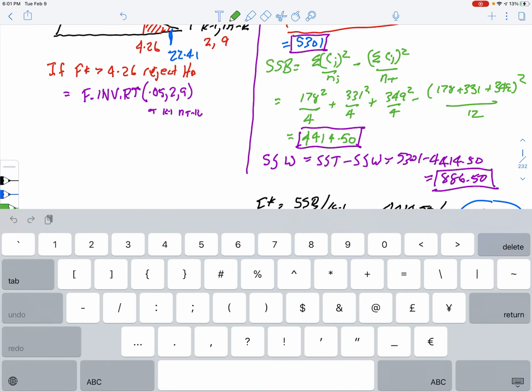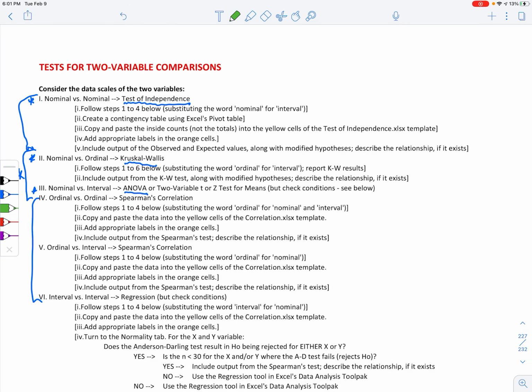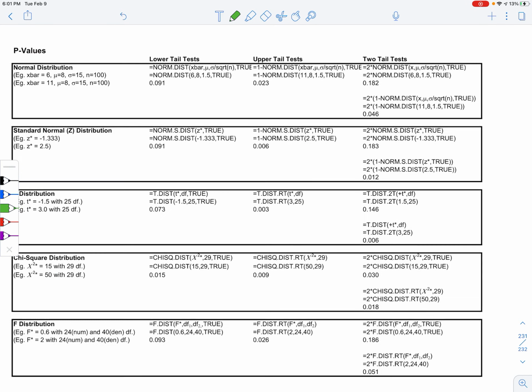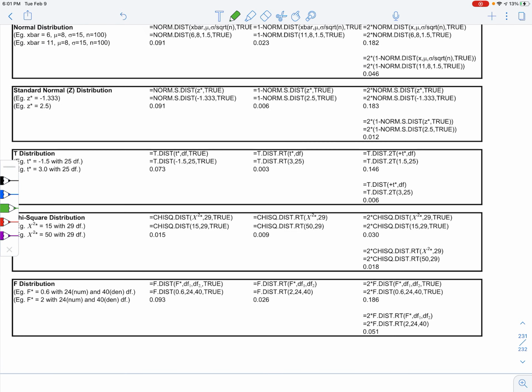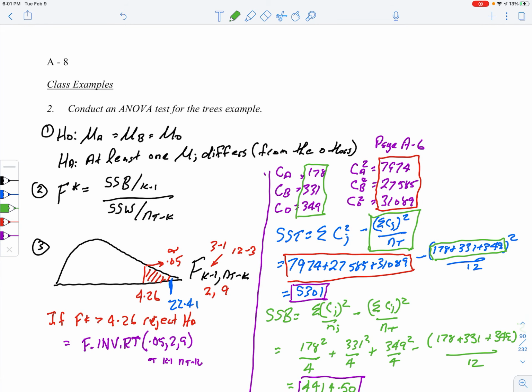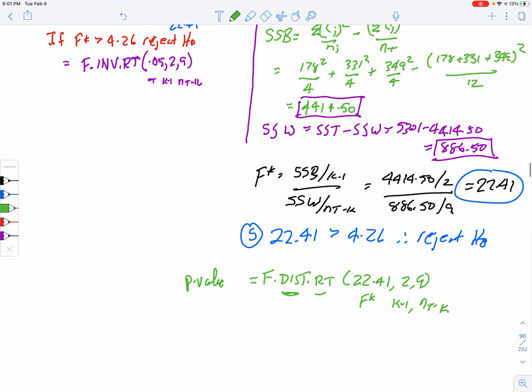And just to show you that, let's go over to the p-value page. We're taking a look down here at the F distribution for the upper tail, and that's what we've got there. F.DIST.RT, your F star, your degrees of freedom for your numerator and for your denominator. So that's how we do that.